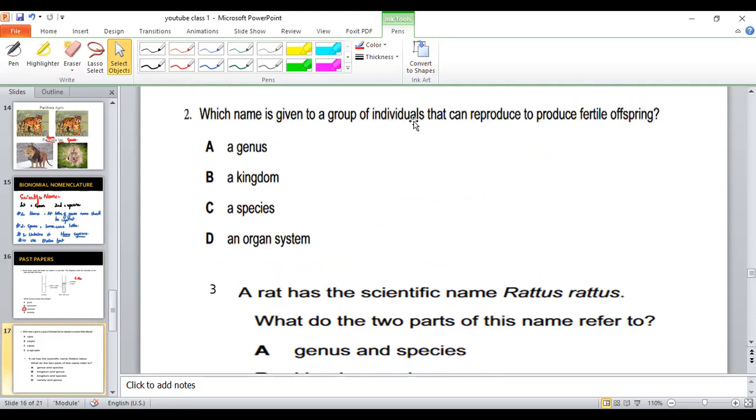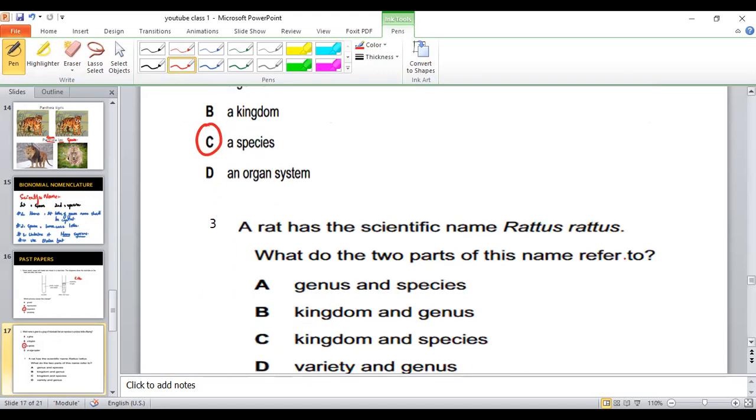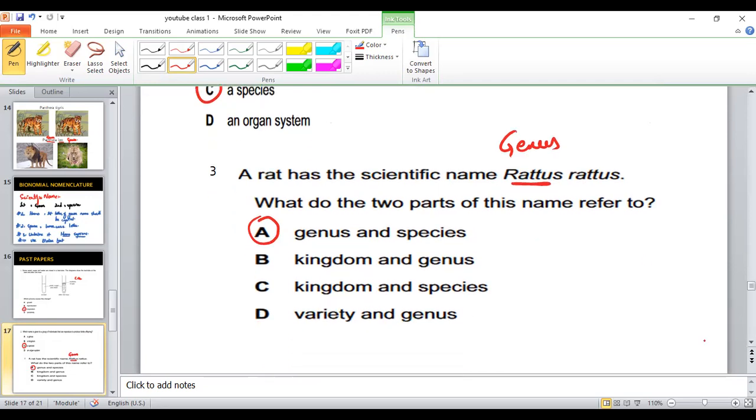Then, which name is given to a group of individuals that can reproduce to produce fertile offspring? Very simple. Species. Then, a rat has the scientific name Rattus rattus. Are you observing? Italic font they are using, capital letter and then lowercase letter. What do the two parts of this name refer to? First name is the genus. And what is this one? This is the species. So the option is A. I hope you are understanding.